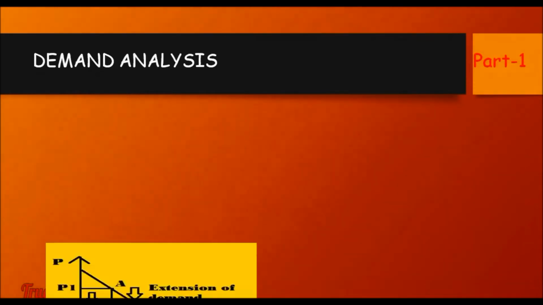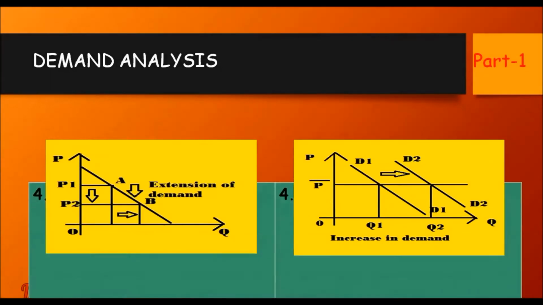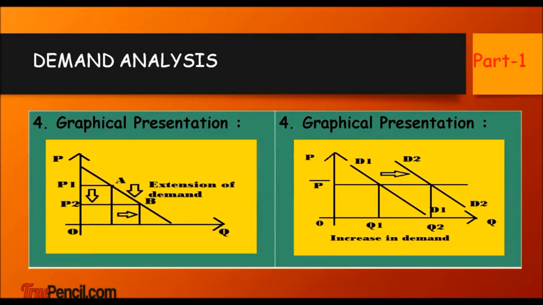Okay. Now, graphically, we can analyze extension of demand. You see, if the price goes down from P1 to P2, quantity demanded goes up and movement along the demand curve from A to B means extension of demand. But in case of increase in demand, keeping price constant, if income of the consumer increases, suppose, then demand curve D1 D1 shifts rightward to D2 D2 and this is called increase in demand. Okay.